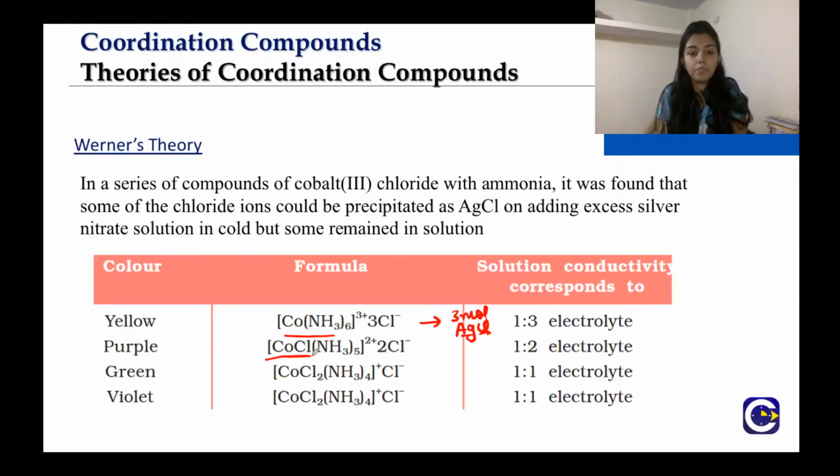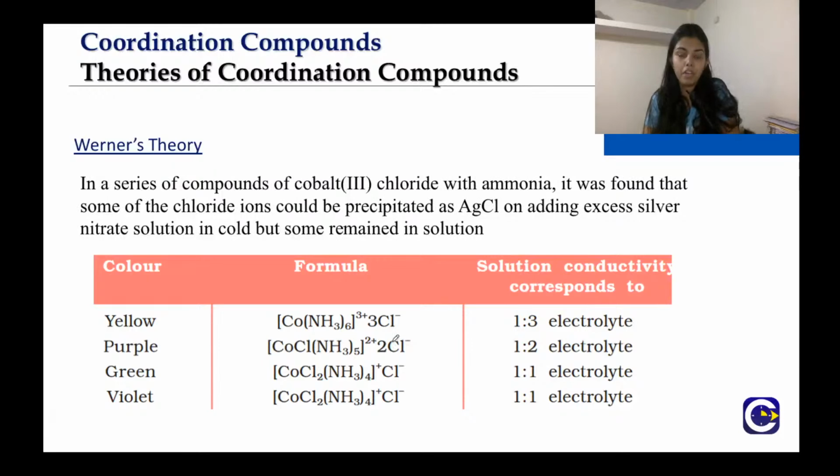So here, on adding this complex to solution, 2 Cl negative will ionize and the complex will ionize as a particular entity, right? Now this 2 Cl negative will combine with AgNO3 to give you 2 moles of AgCl. So on the basis of the number of chloride ions present in the ionizing sphere, you can find out how many moles of AgCl will be precipitated out by a particular compound when AgNO3 is added to it.